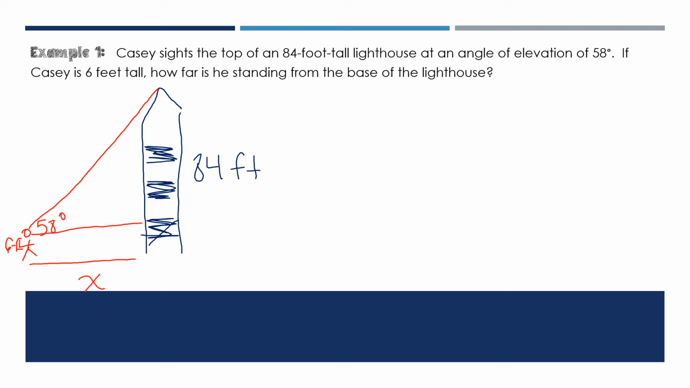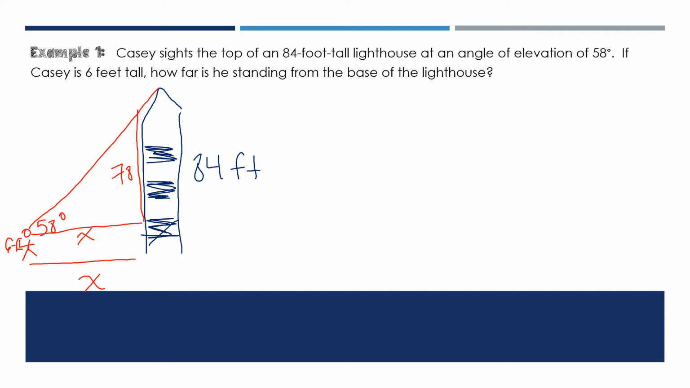Because he's 6 feet tall, this little triangle that's created here is going to be missing that 6 feet. So it's not the entire height of the lighthouse. It's 84 feet minus 6 feet. So that actually makes that 78 feet. And again, we're still looking for how far away he is from the lighthouse.